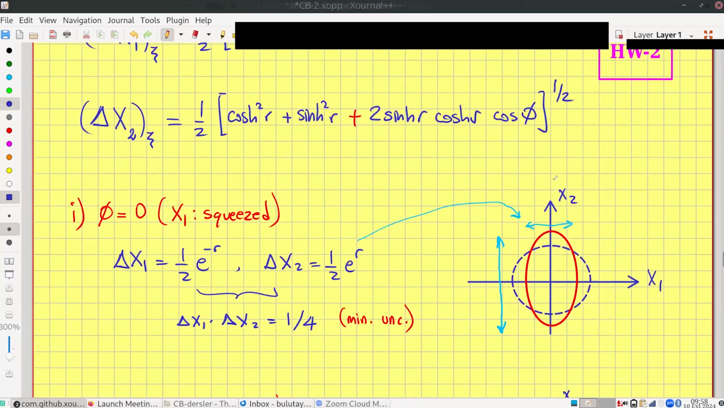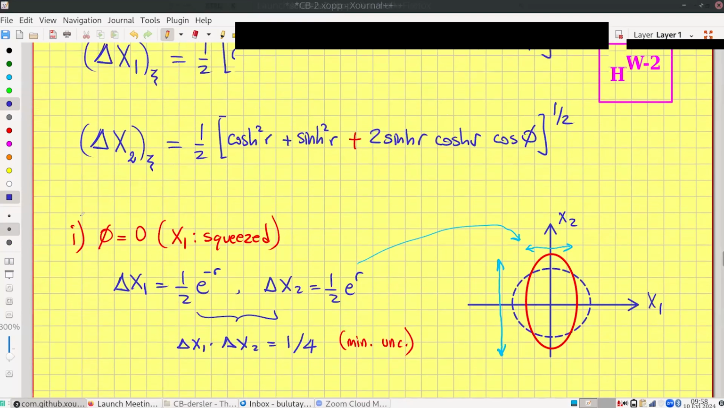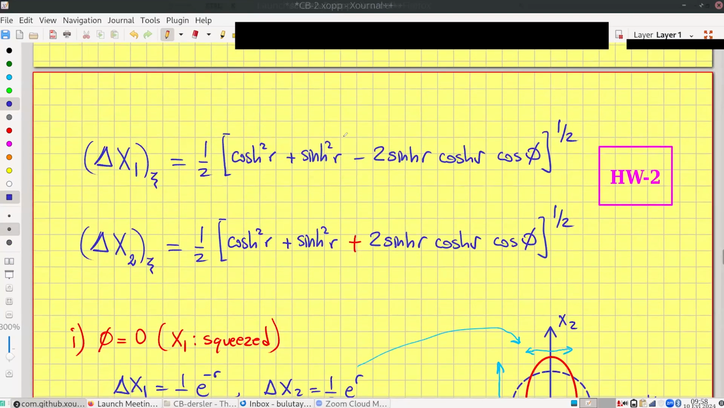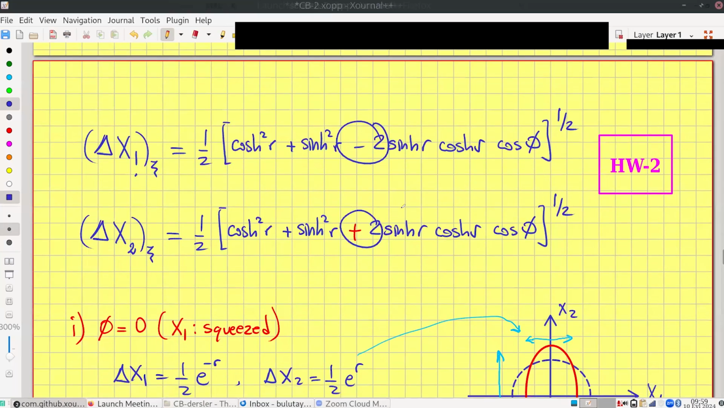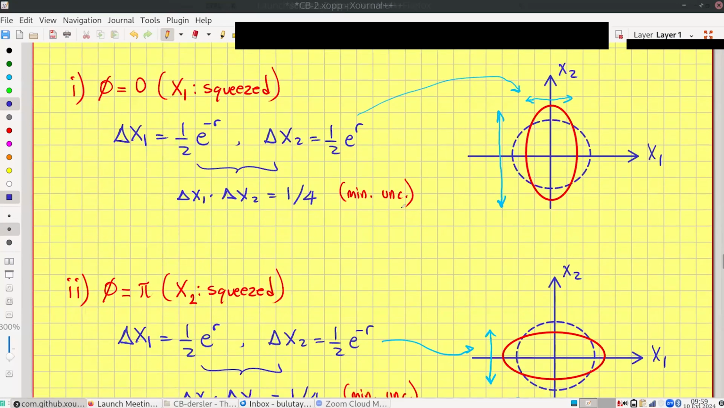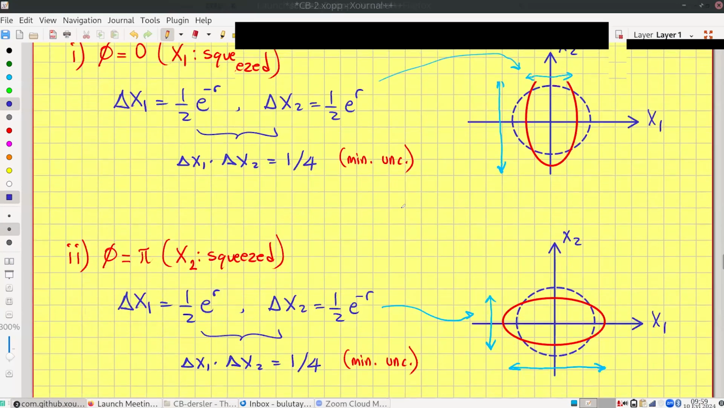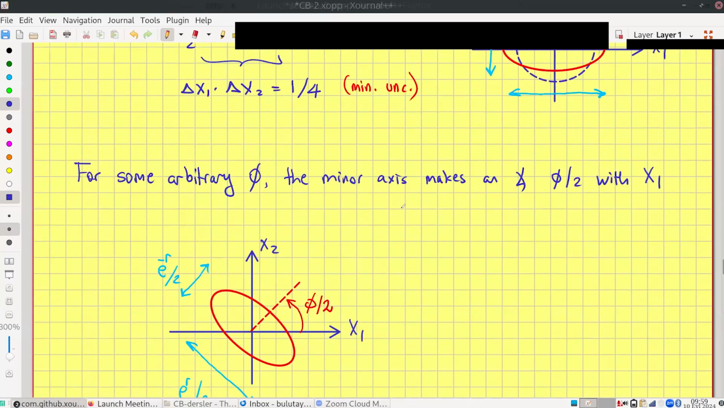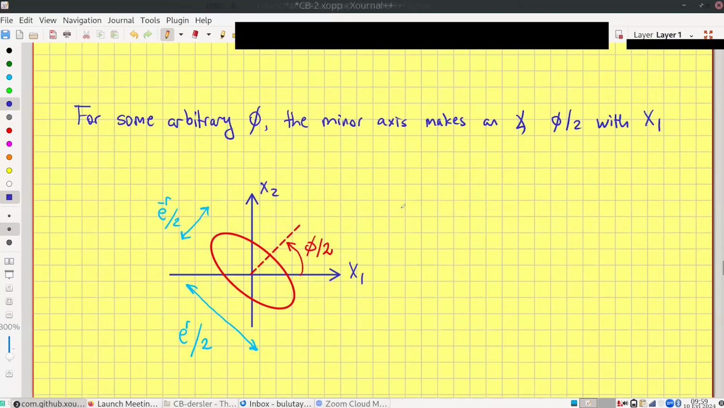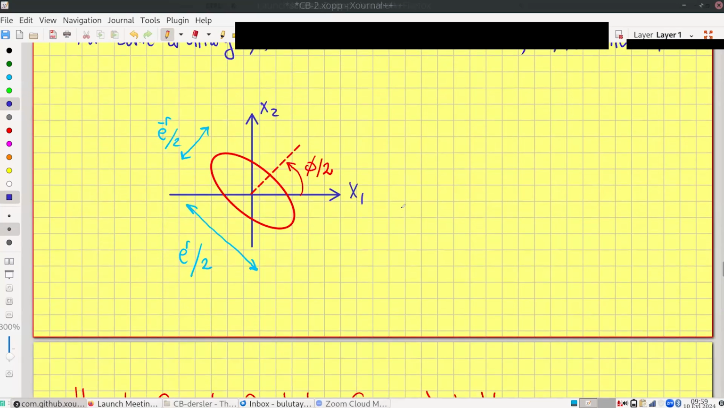Okay, so if this phi is 0, in that case, this minus sign is a true minus sign, and this is squeezed. If phi is pi, this is reversed, and this is squeezed. So depending on that phi, you can squeeze one quadrature, another quadrature, or somewhere in between.